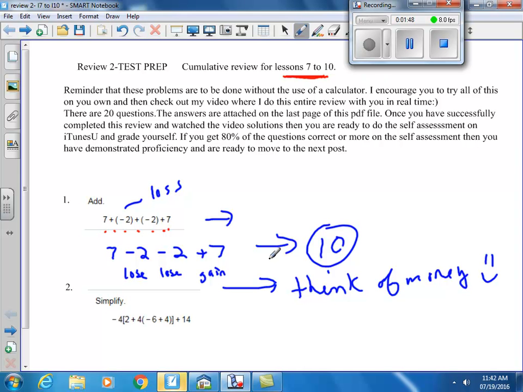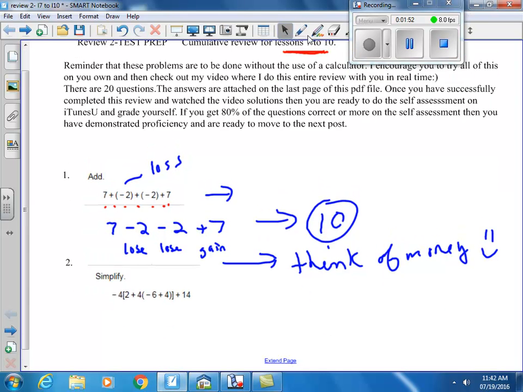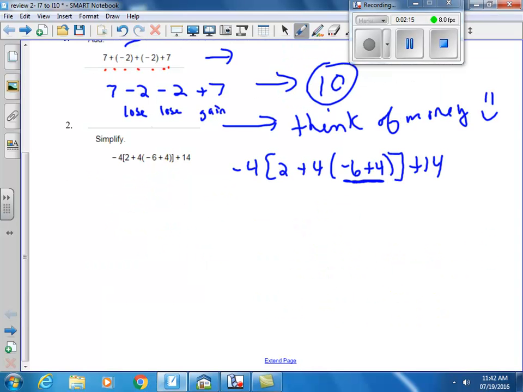Okay, now with this next one, it's a little more ornate, with all the brackets and everything. So I'm actually going to rewrite the problem. It's order of operations, but we have signed numbers. So I'm going to rewrite the problem. Okay. So we know now that order of operations tells us to go inside these innermost parentheses first and then work from there. So -6 plus 4 is -2.